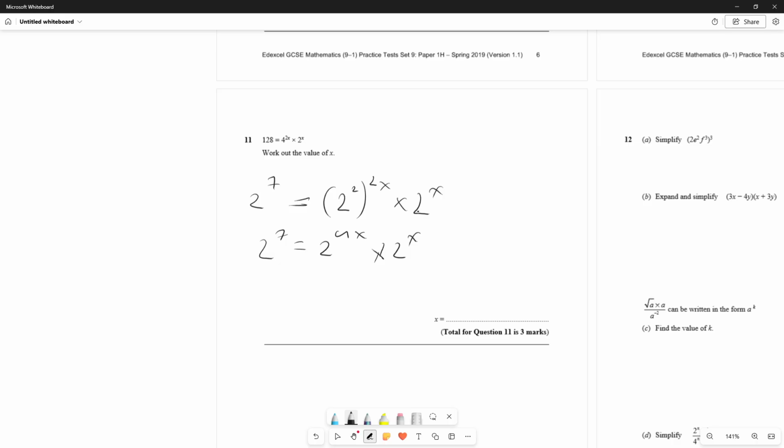And what this also will mean is when we have times, we have to add the powers. So 2^7 is equal to 2^(5x), because 4x plus x is 5x. And now what this means is because they're the same base, 7 equals 5x, so x is equal to 7 over 5. Okay, 7 over 5. And as a decimal, that is 1.4.